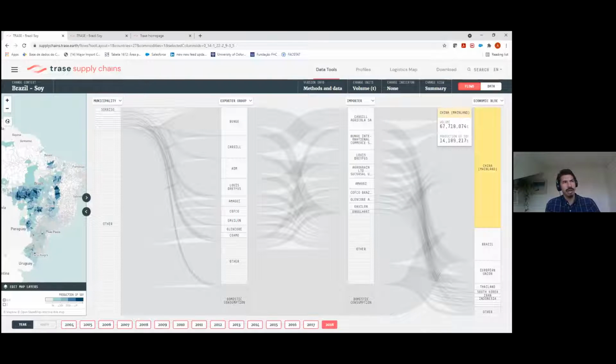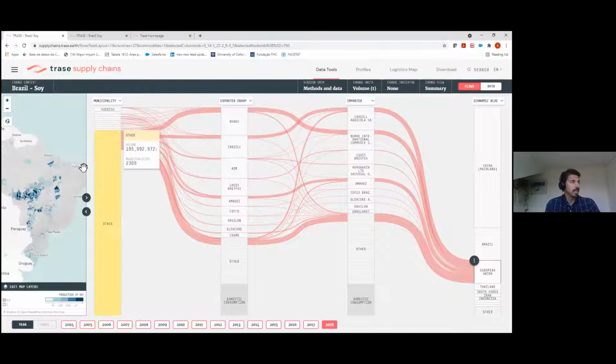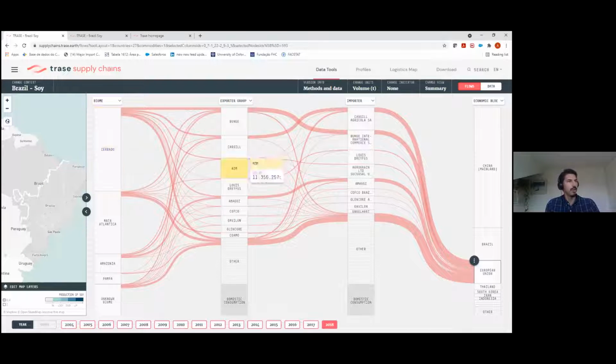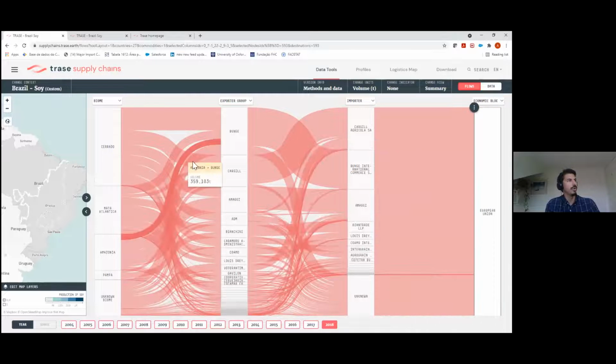So for example, here we have China, Brazil, Europe. If I click here on Europe, we can see exactly where the soy that Europe imported from Brazil came from and which traders are involved. We can also do that not just by municipality, but we can change to the biome and see how much of the soy from Europe, for example, came from, if I expand this flow, the Cerrado, which is a very important and threatened biome in Brazil, from the Atlantic Forest, from the Amazon, and so on.